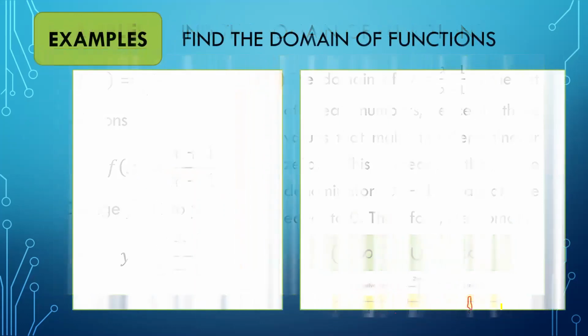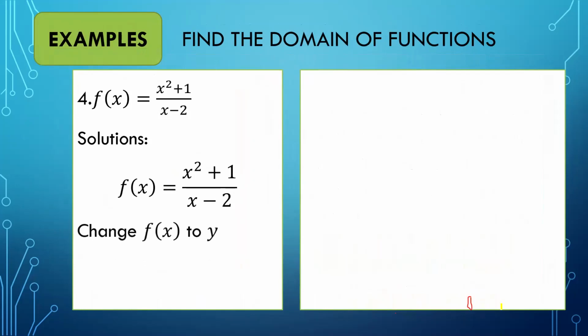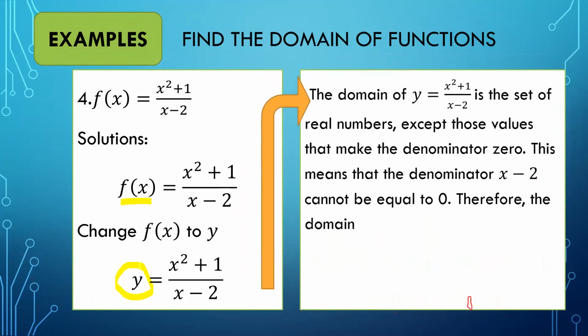Next, we have f of x is equal to x squared plus 1 all over x minus 2. Solutions. So again, copy the given. Next, change f of x to y. So we have f of x, then we write f of x as y equals x squared plus 1 all over x minus 2. So now, the domain of y is equal to x squared plus 1 all over x minus 2 is the set of real numbers except those values that make the denominator 0.